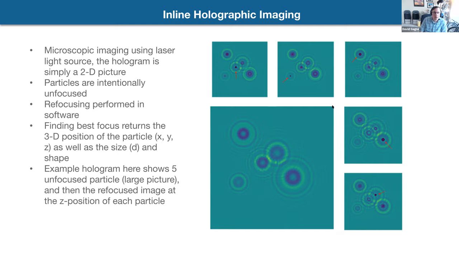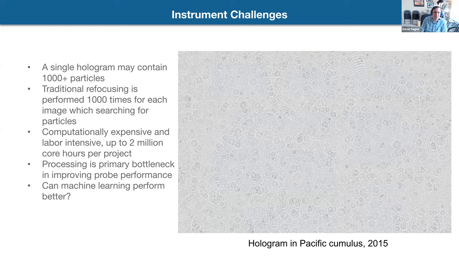The challenge, though, is that a single hologram may contain 1,000+ particles. Traditional refocusing is performed 1,000 times for each image while searching for the particles. And this is computationally expensive and labor intensive, with up to 2 million core hours per project for a field project. The processing is the primary bottleneck in improving the probe performance. So if we can speed up this processing step, we could fly the instrument more often, look at more clouds, and get through more data. And so it basically opens up a lot of new science possibilities.